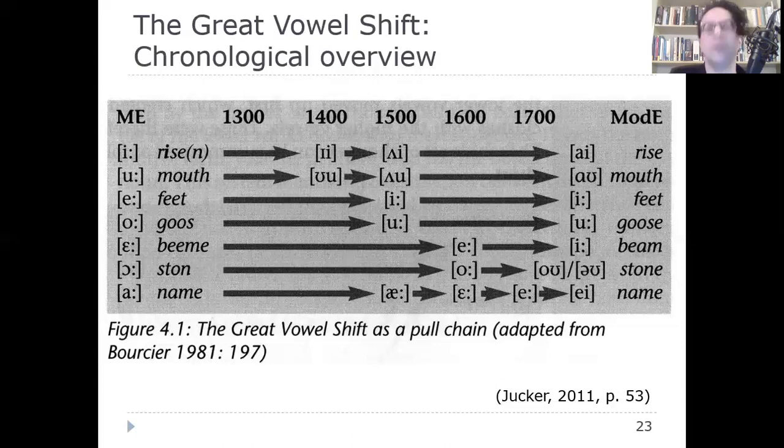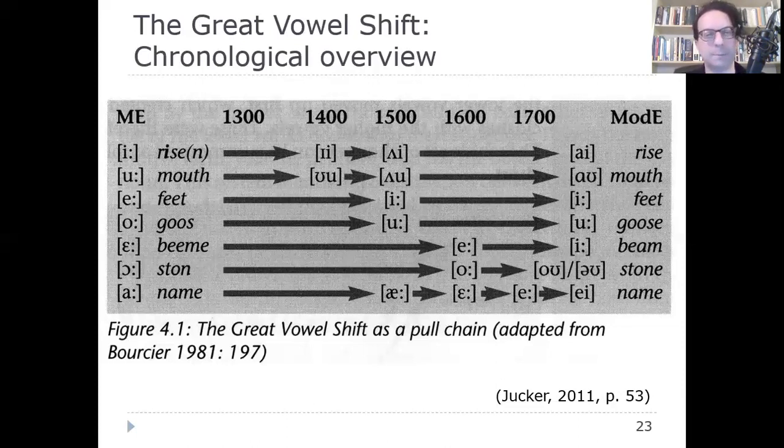So that now, as you know, if you go to the very right here on this slide, you will see that we have rise, mouth, feet, goose, beam, stone, and name. And if you look very closely, feet, beam, that's the same vowel 2 times, right? So from these original 7 vowels, we now only have 6 different vowels. 2 of them fell together and became the same vowel, even in the long run.